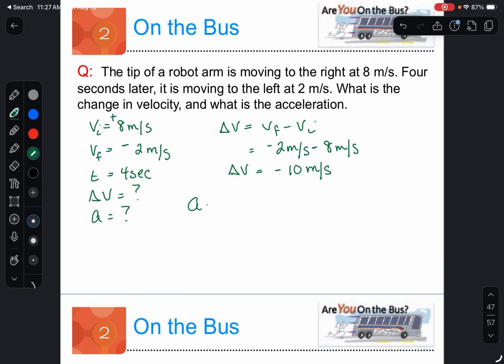And our acceleration is delta V over delta T. Well, we just calculated what delta V is, which is negative 10 meters per second. Our time is 4 seconds. So that gives us an acceleration of negative 2.5 meters per second squared.